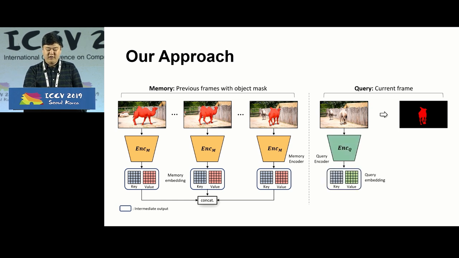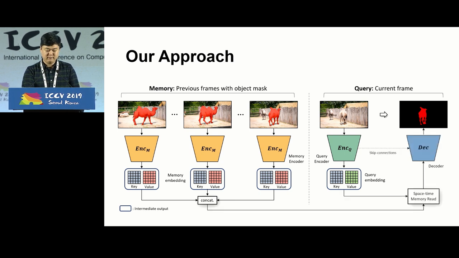Similarly, the current frame is also encoded by a dedicated encoder network. Key and value features from the memory and the current frame then go through our space-time memory read operation. In this operation, information relevant to the current frame is retrieved from the memory. Finally, the decoder takes the output of the memory read block and reconstructs the object mask for the current frame. More details can be found at our poster presentation.